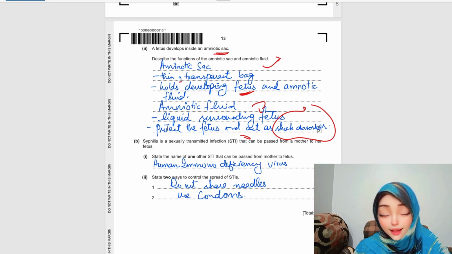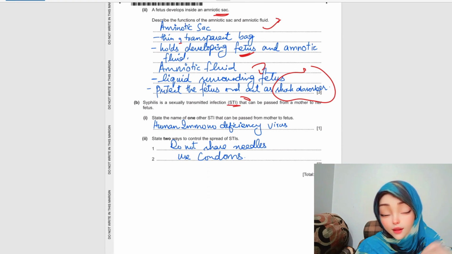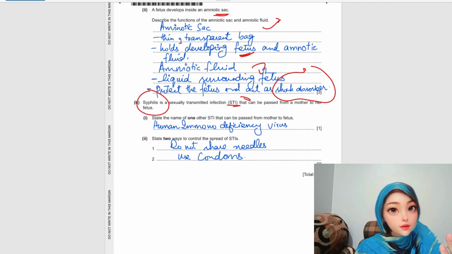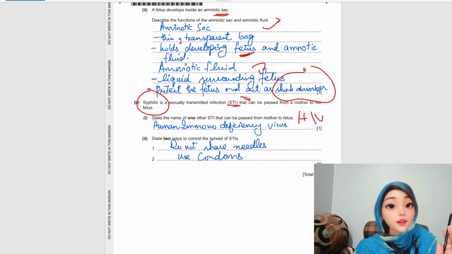Here is an STD, a sexually transmitted disease. Syphilis is a sexually transmitted disease. Name another sexually transmitted disease: that is AIDS, and AIDS is caused by a virus, the human immunodeficiency virus, HIV. We can control STDs by not using shared needles, because we should not use contaminated instruments, and secondly by using condoms during intercourse.